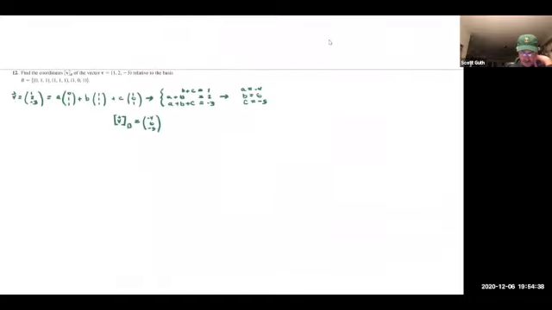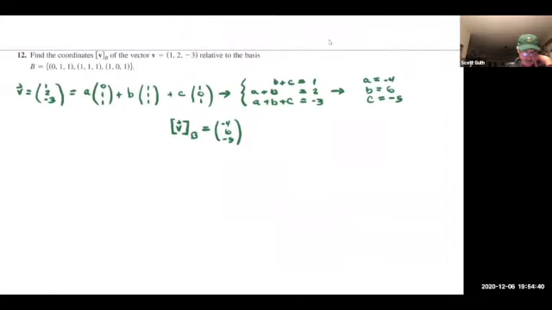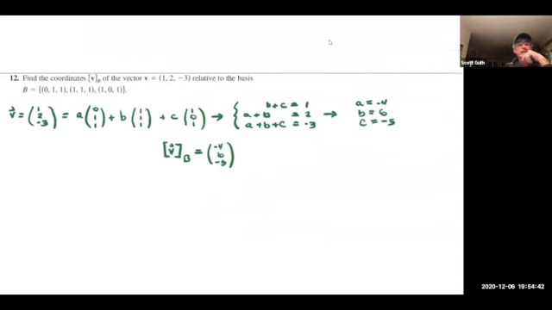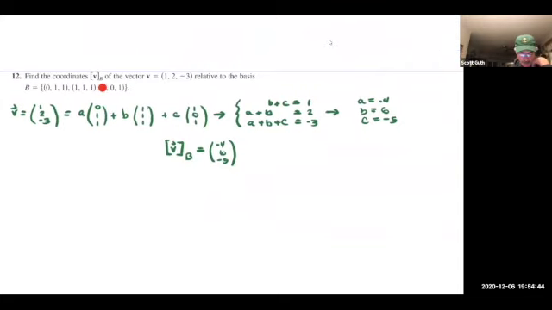Okay, now let's go to number 12 here. It says to find the coordinates of the vector v with respect to the basis B for the vector 1, 2, -3, where B is this 0, 1, 1, 1, 1, 1, and 1, 0, 1. So I just take this 1, 2, -3, and set it to be a linear combination of the vectors from B. Solve the system of equations that's implied by that.